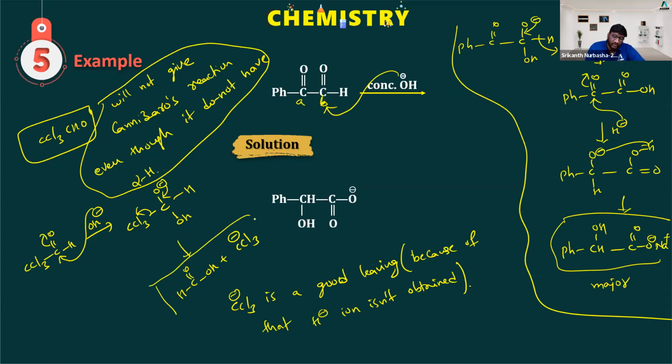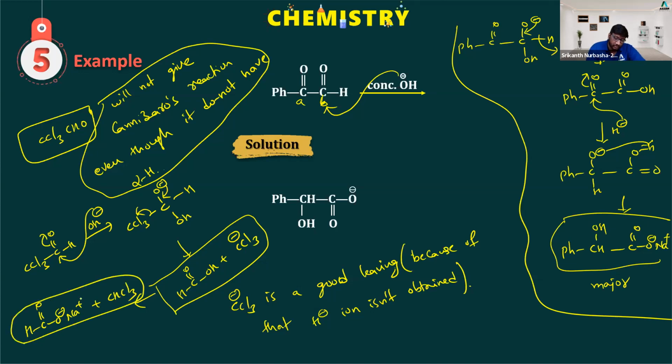CCl3 minus will react with formic acid to form what? HC double bond O minus Na plus and CHCl3. This is the set of products obtained. So whenever we have a very good leaving group compared to hydrogen, the Cannizzaro reaction does not take place. Like chloral, it will not undergo the Cannizzaro reaction.